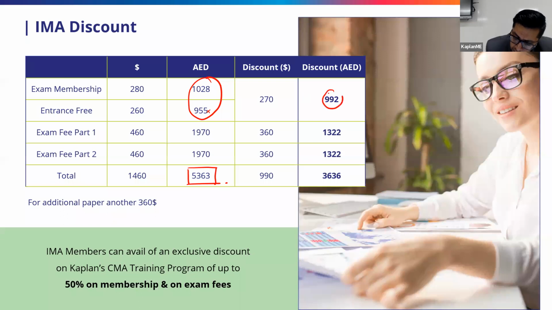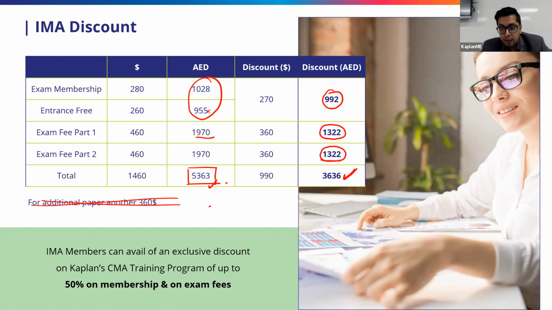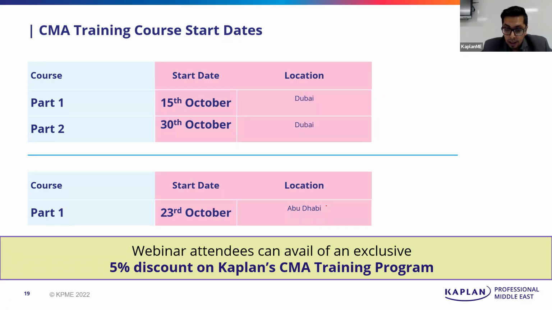You will only have to pay 992. For the exam fees, you will have to pay 1,322. And even the second fees is also included. You have to pay 1,322. And the total fees that you will have to pay is 3,636 across 2 levels. Sorry, this is not applicable. This is the total fees for part 1 and part 2, if you clear the exam in one go. And you can do this whole course at 3,636, right? So this is the exclusive discount that you are getting in order to enroll yourself with Kaplan.